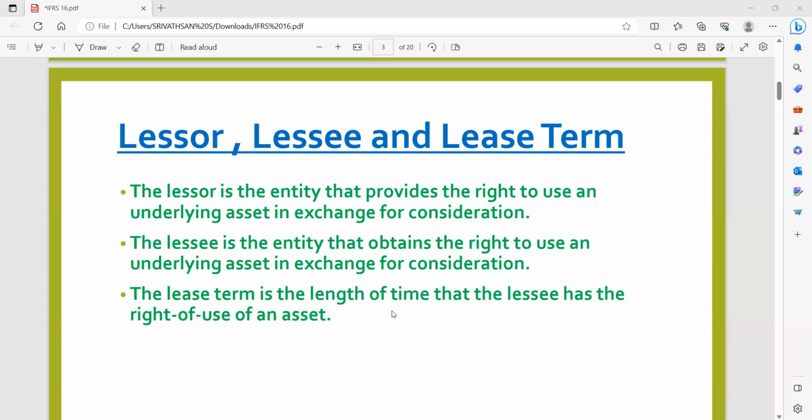The lease term is the length of the time that the lessee has the right of use of an asset. So in the previous example, I have told you that you have agreed with the landlord to use the building for the next 5 years. So this 5 years, the length of the time that you have the right to use the asset, is known as the lease term.